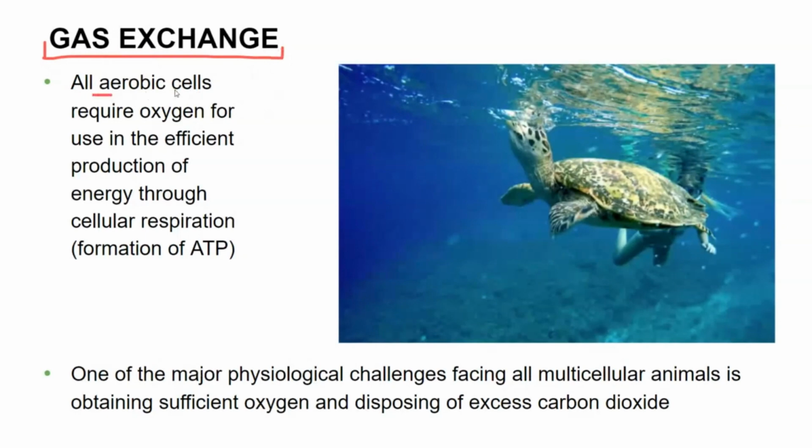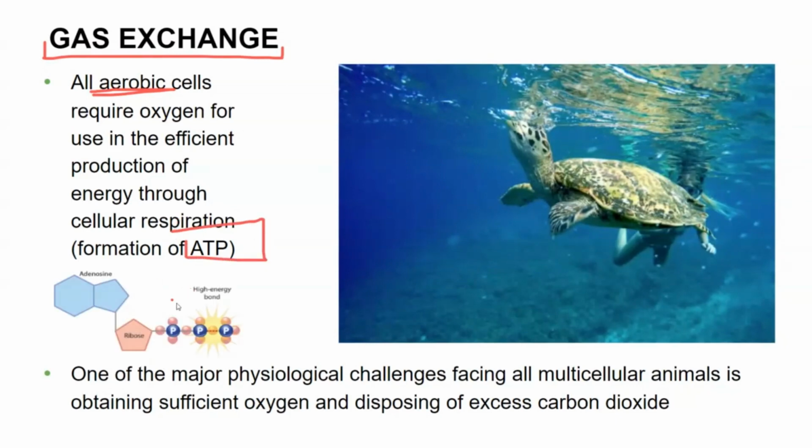All animals are aerobic, meaning that they require oxygen to produce energy, and the energy that we produce is called ATP. If you remember from last semester, ATP stands for adenosine triphosphate, meaning it has 1, 2, 3 phosphate groups, and that last bond is readily broken to release a lot of energy. In fact, a little bit more energy than it costs to make the bond. So we need oxygen for this process.